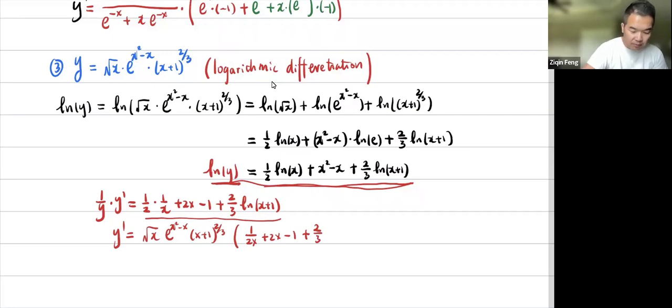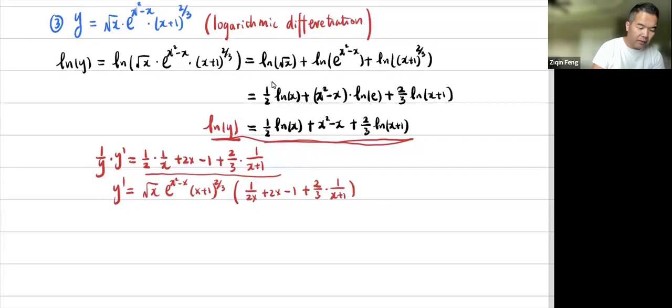Wait, I made a mistake, right? The derivative of natural log of x plus 1 should be 1 over x plus 1, right? Times 1 over x plus 1 here, times 1 over x plus 1. So that's the final answer for this problem using the method of logarithmic differentiation.